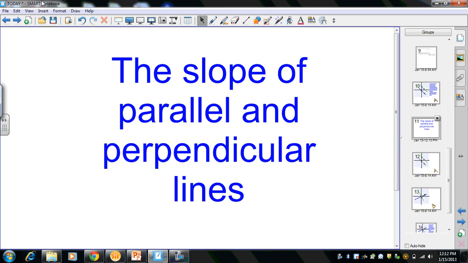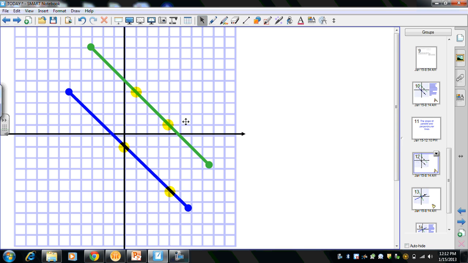All right, I'm going to talk to you real quickly about the slope of parallel and perpendicular lines. So here in this example, we have a green line and we have a blue line. And these two lines are parallel to each other because they run side by side and they're never going to intersect. So they are parallel to each other.